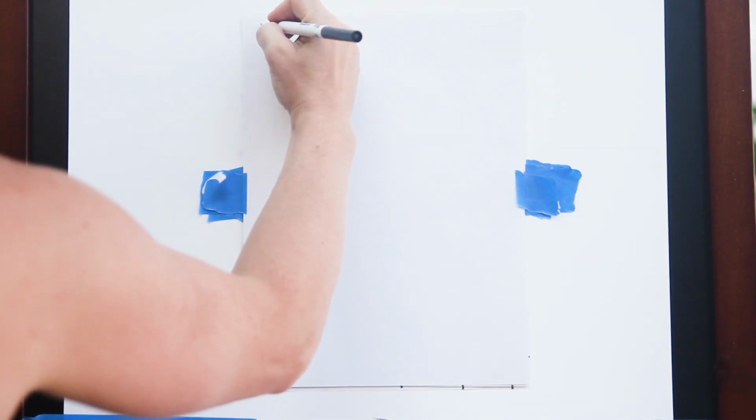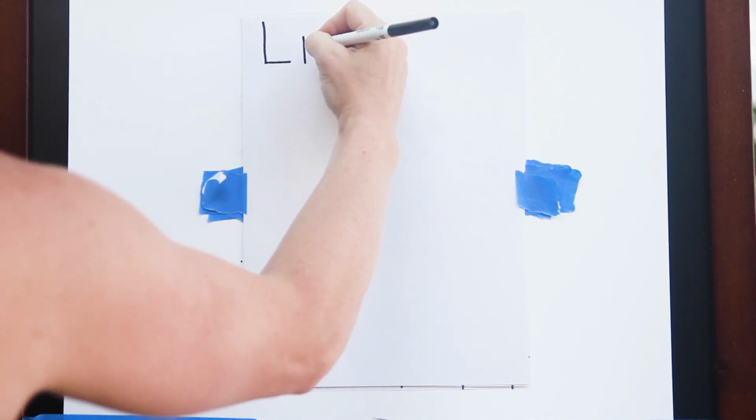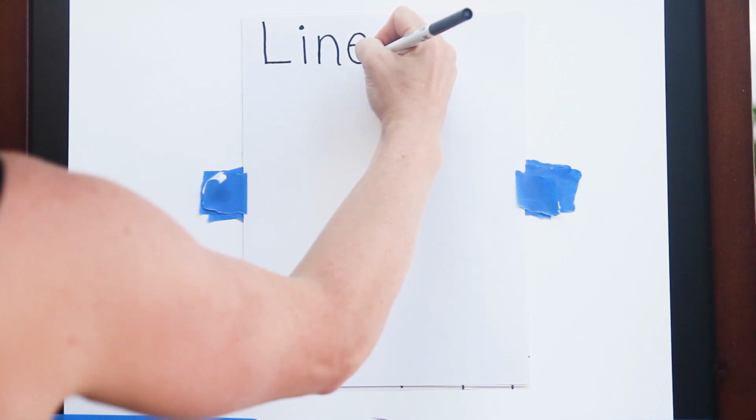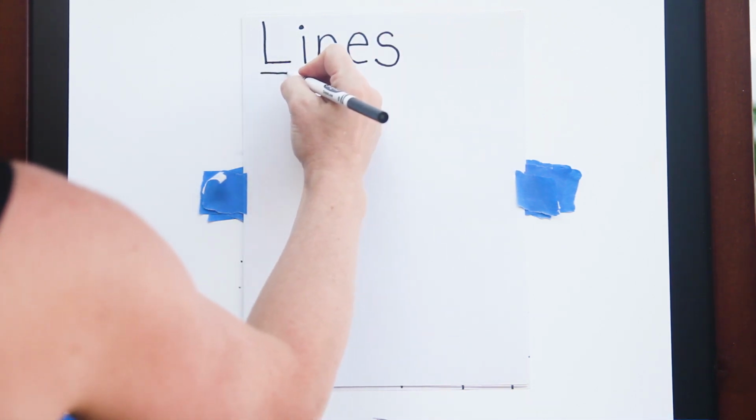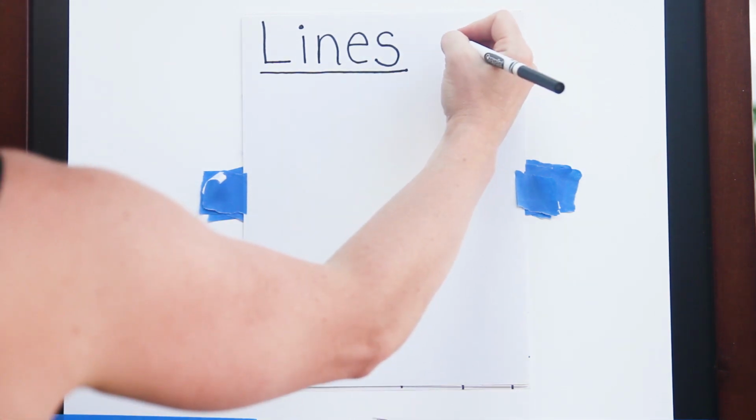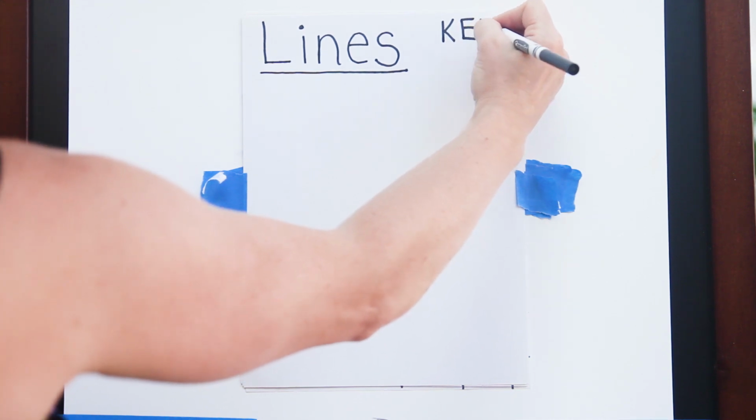Okay, middle schoolers. This week, we're learning all about lines, the first element of art. And we're going to practice some lines so that you have a key to work from today for your art project.